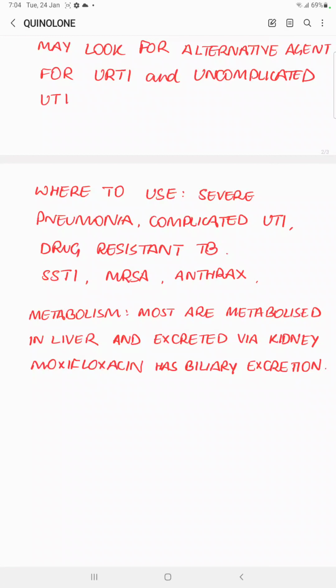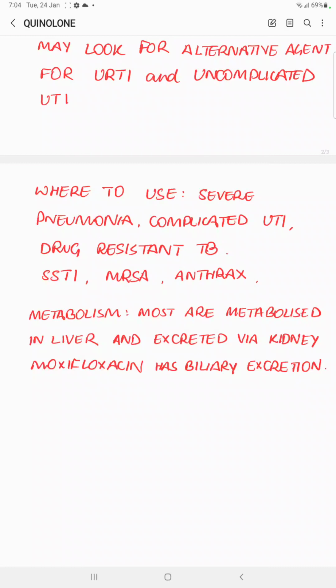The majority of the quinolones are metabolized in the liver and excreted via the kidney and would require some amount of dose modification in the presence of renal dysfunction. Moxifloxacin is unique because it has biliary excretion, and also it has a greater anaerobic coverage compared to other quinolones.